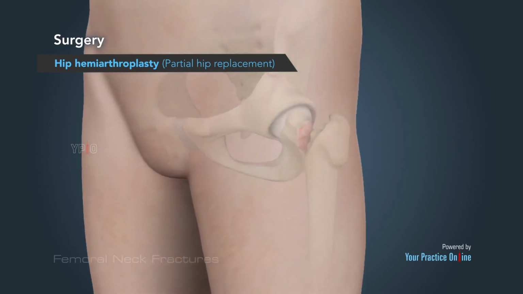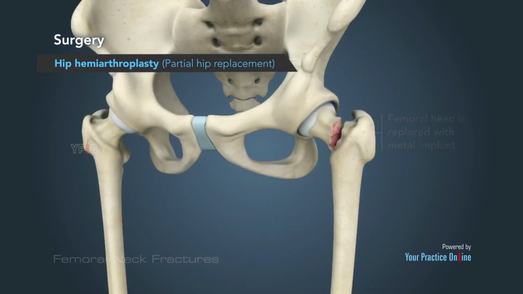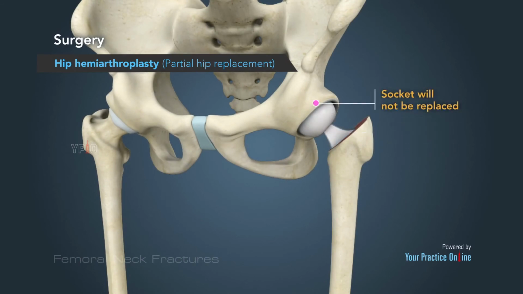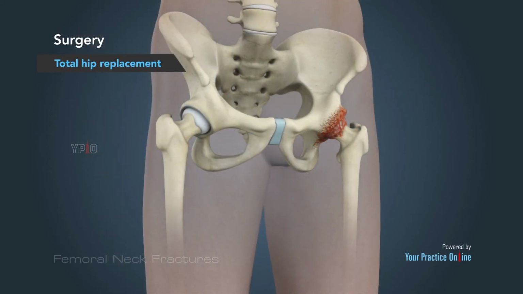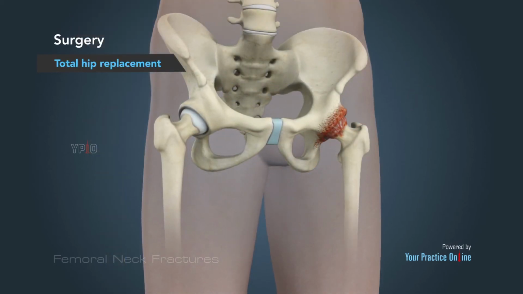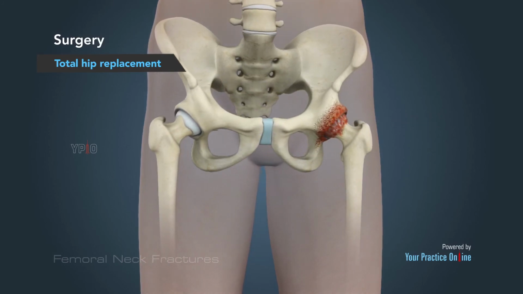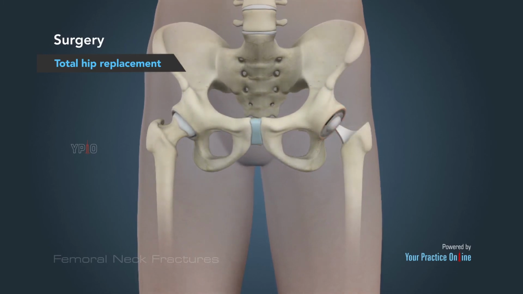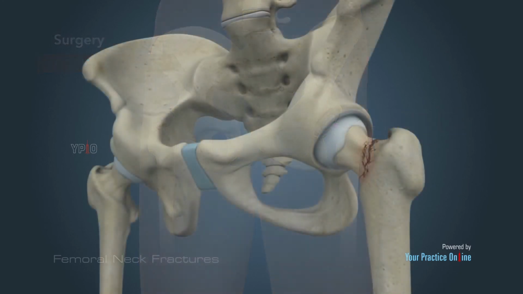For this surgery, your surgeon will make an incision over the outside of the hip, remove the femoral head, and replace it with a metal implant. The socket will not be replaced in a partial hip replacement procedure. Total hip replacement is recommended if you have had arthritis of the hip before the fracture. Your surgeon will replace the femoral head as well as the socket of the hip joint with artificial metal implants.